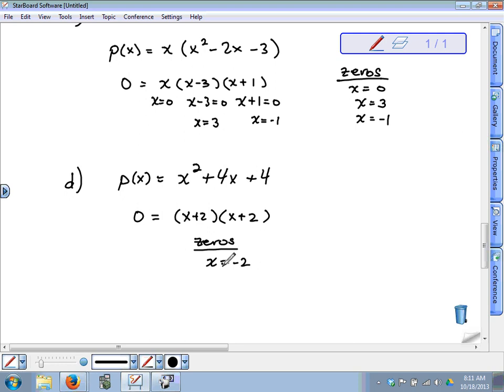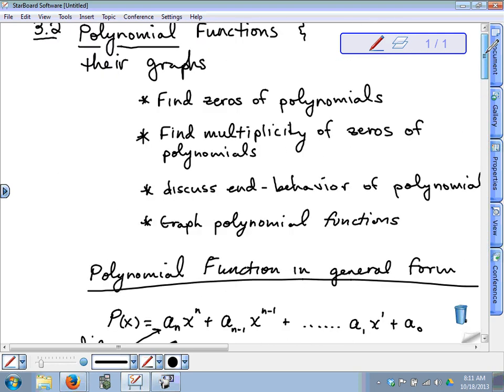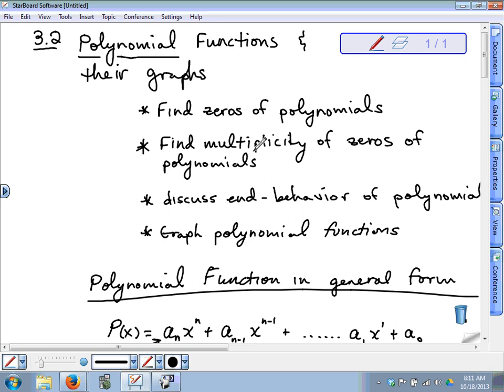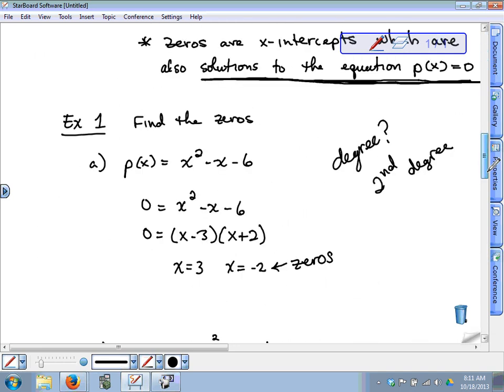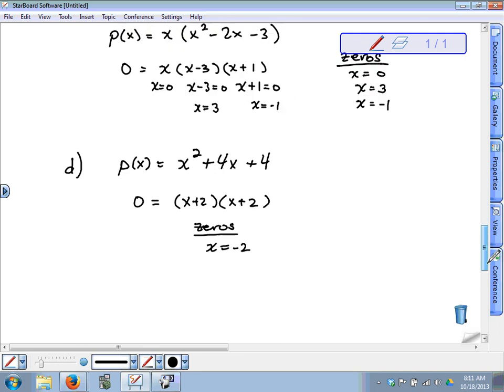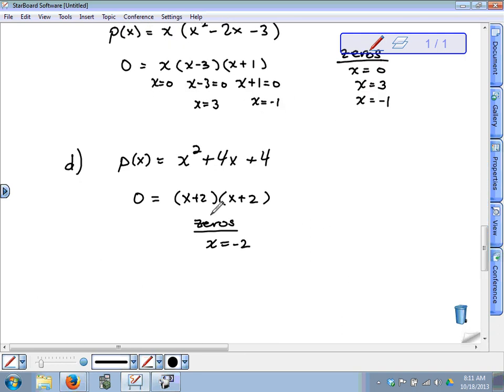Okay? What this means is we're actually kind of getting into our second objective. If you look back up at the top of your notes, this second objective is called find multiplicity of zeros. Some zeros have what are called multiplicity. Even though we got one number for the zero, didn't it come from two factors? So this zero, x equals negative 2, has what's called multiplicity. You would say that has multiplicity of 2.